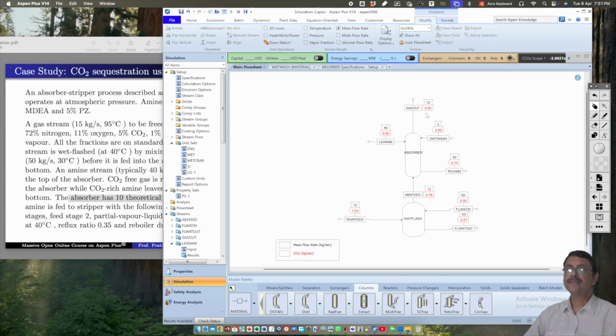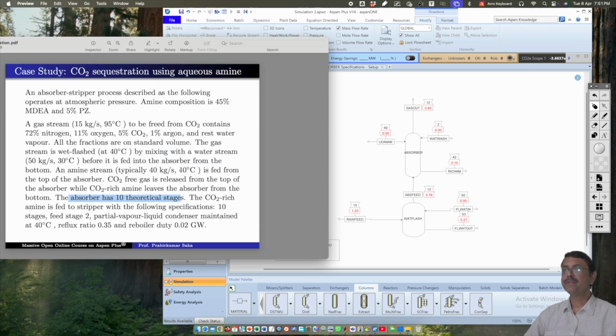Remember, 0.65 kg is going out through the gas out. Nothing is getting absorbed. Why is it behaving so? Because we have not used any reaction. We have said it is an equilibrium mass transfer, but we have not posed any reaction equation over it. So we have to painstakingly add the reactions that have been set over here.